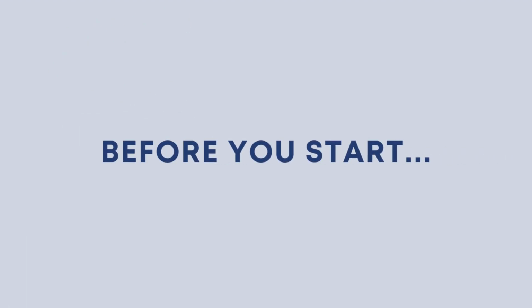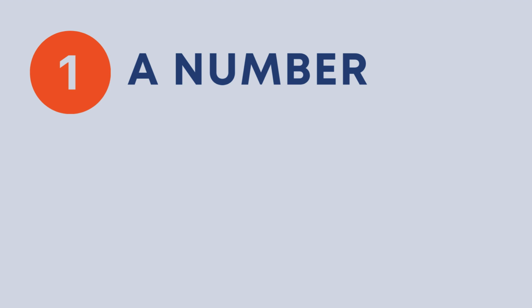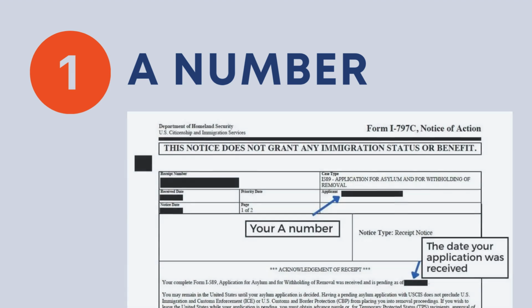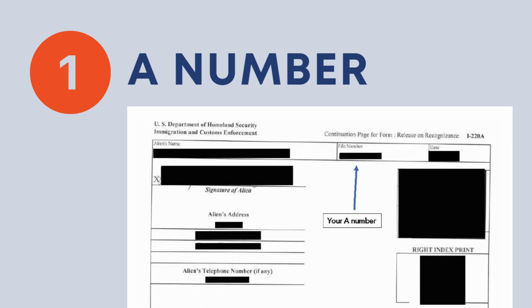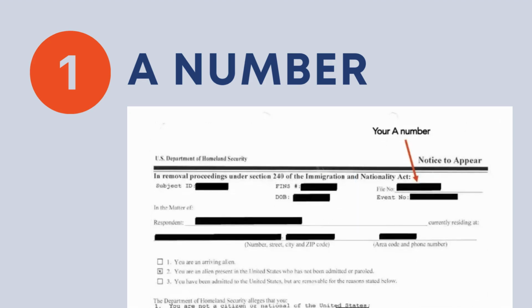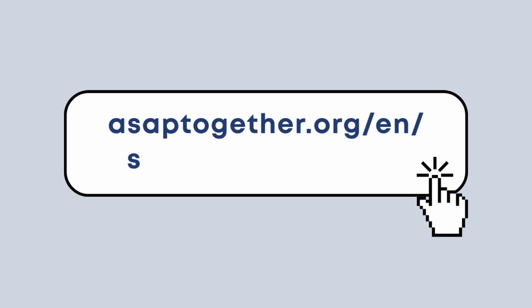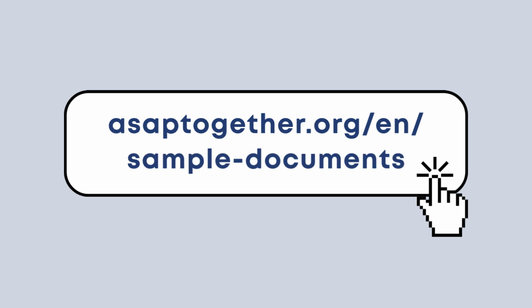Before you start, you will need, first, your A number. An A number is an identification number given to many immigrants by the U.S. government. You can find your A number on documents from USCIS, ICE, or the immigration court. ASAP's website has sample documents that show where to find your A number. A link is below this video.